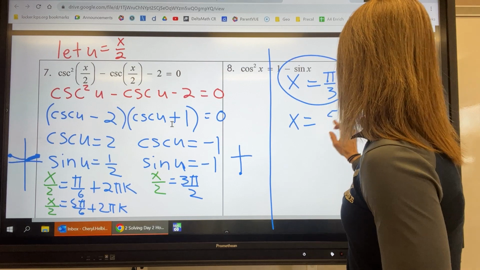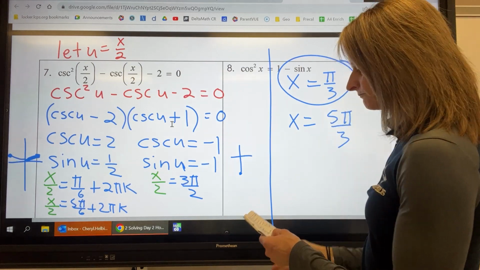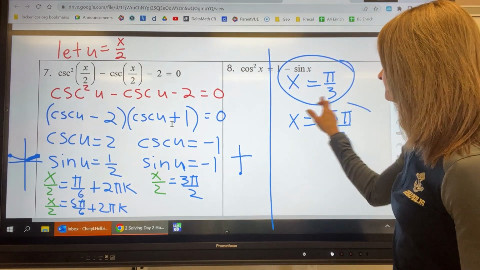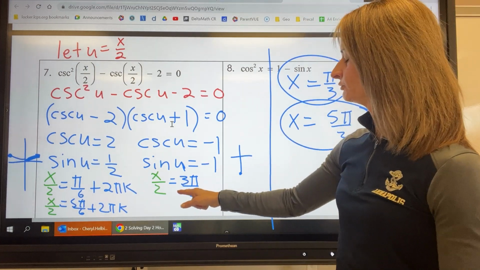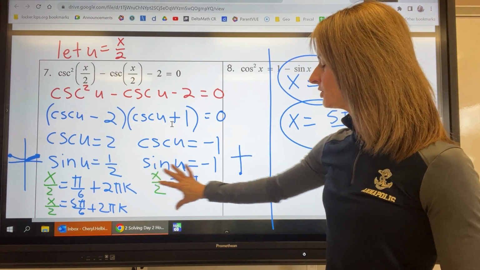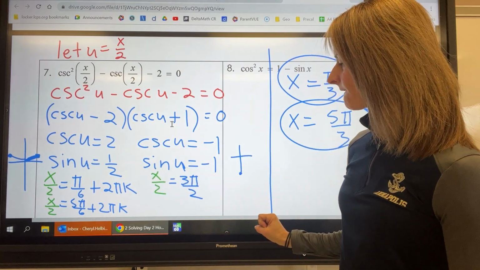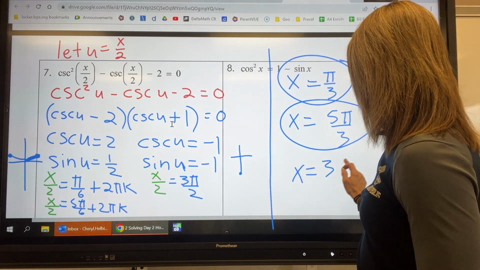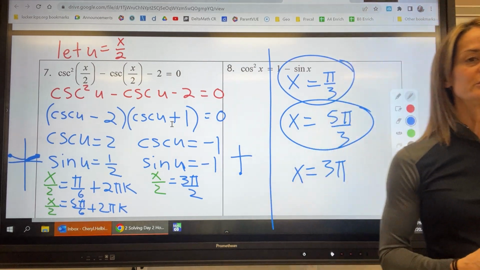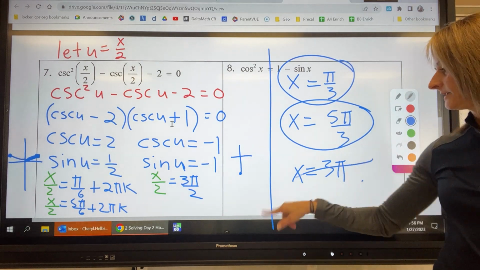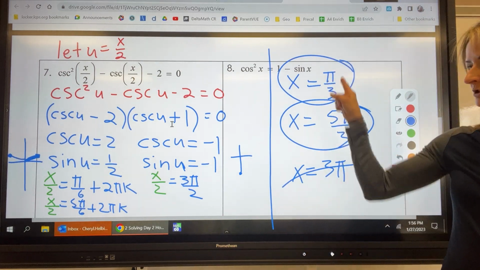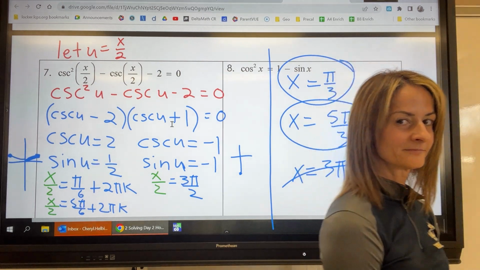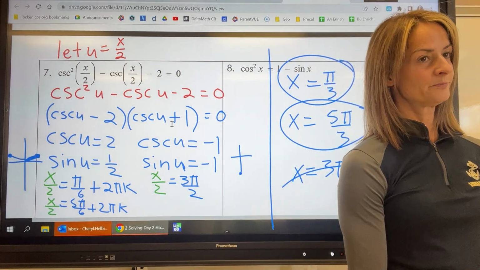And if I were to add 4 pi k to that, I'm not going to get anything else. So that's the only one. We got one more to do. If I multiply through this last equation by 2, I'm going to get x equals 3 pi. And 3 pi is larger than 2 pi. So that's not a solution. Those are the only two. Questions? These questions are getting more difficult, I think.